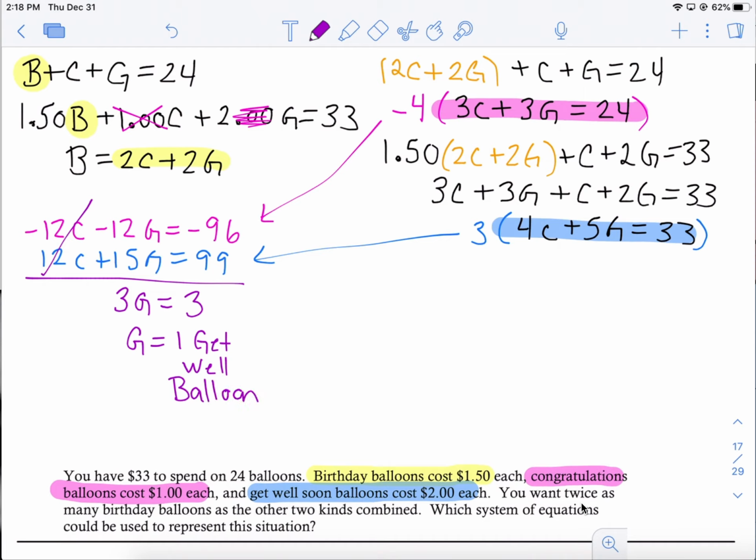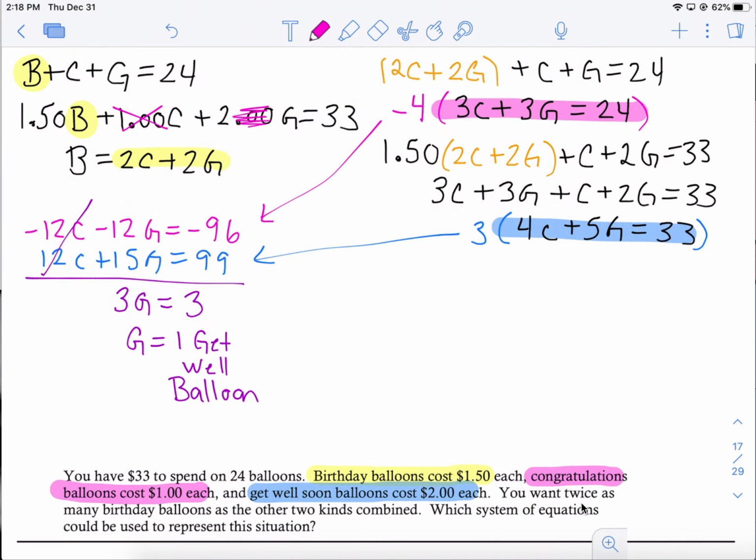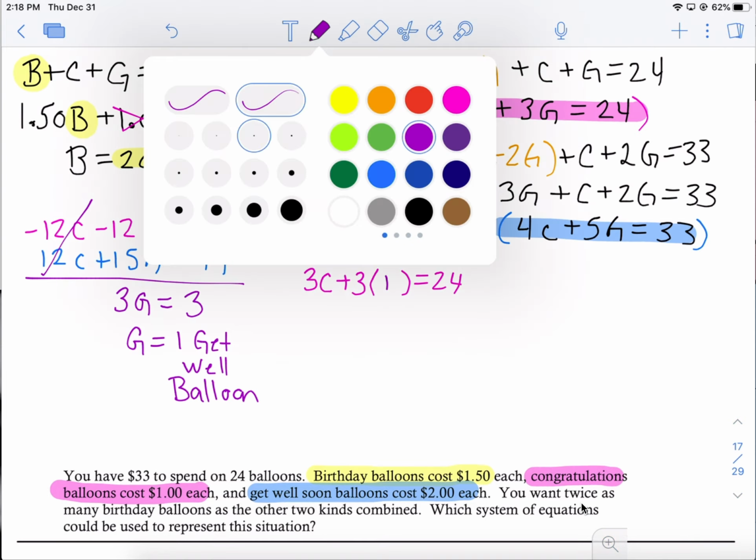Now, we still have 2 other variables to solve for. So remember that you are going backwards. If I just got my G and I got it from the pink or the blue, I have to go back to pink or blue to get my answer. So I'm going to go back to the pink because the numbers are smaller. I'm going to plug that in. 3C plus 3 times my G number equals 24. Plugging in that 1 where the G was, let's solve it out.